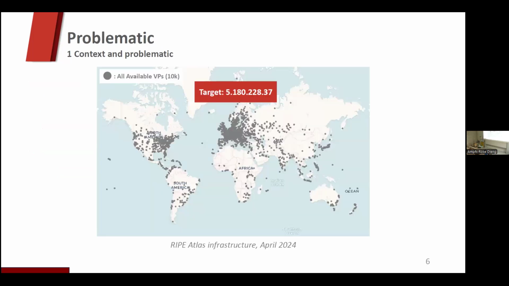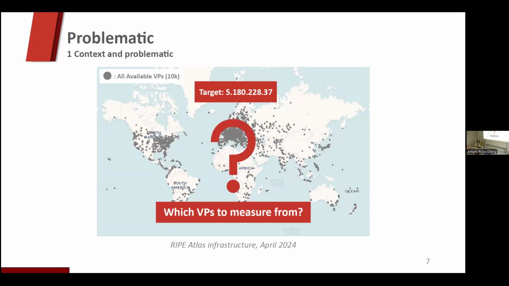So what's the problem? We have an IP address we want to geolocate, and we have 10,000 vantage points spread across the globe. And the question is, which vantage points to measure from? Because we will not be able to use all the vantage points to geolocate millions of IP addresses. First of all, because it would take too much time, and it would be too much of a burden for RIPE Atlas, which is not a measurement platform dedicated to geolocation.